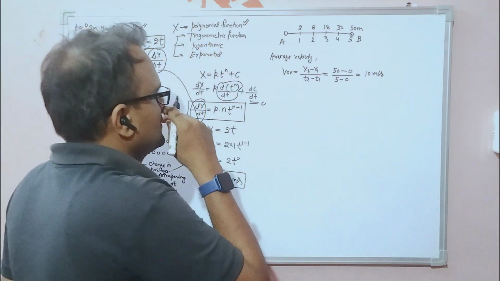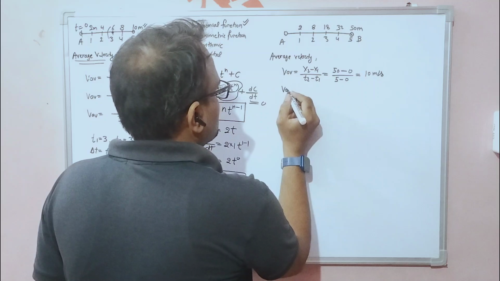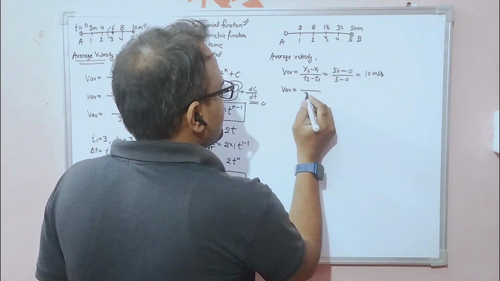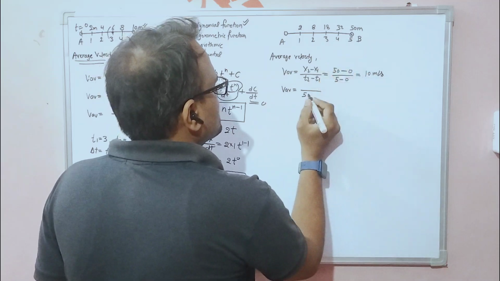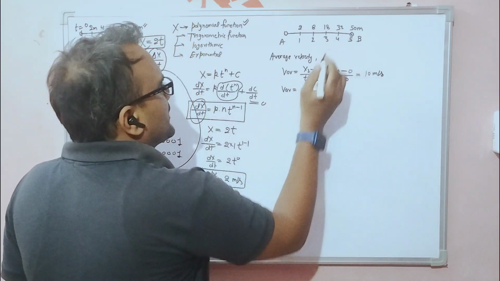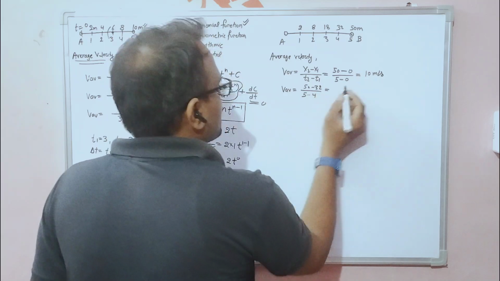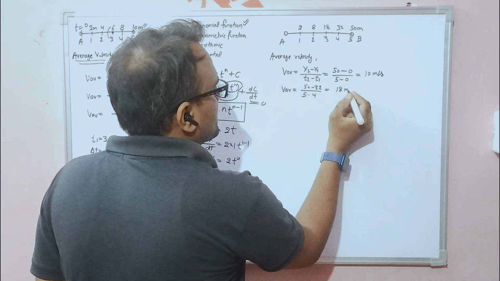Now let's take some other values. Consider this is t2 and this is t1, so it is 5 minus 4, and here it is 50 minus 32, so I am getting here 18 meter per second.